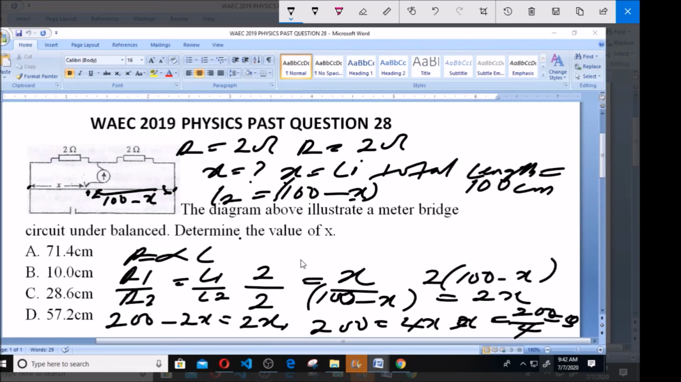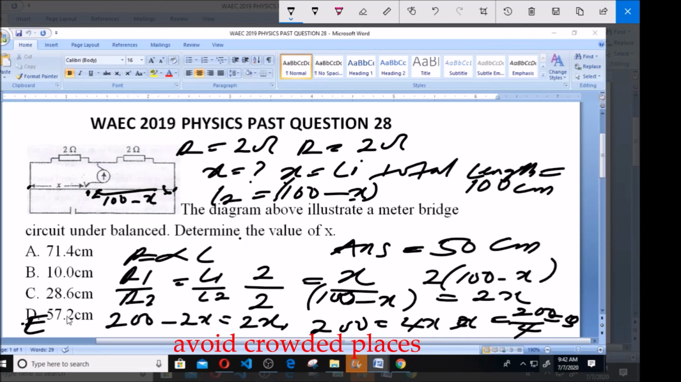So the correct answer is 50 centimeter. Although the answer is not listed in this particular question, I guess it's an error from the typist or so. So the answer, I'll call it answer E, is 50 centimeter.